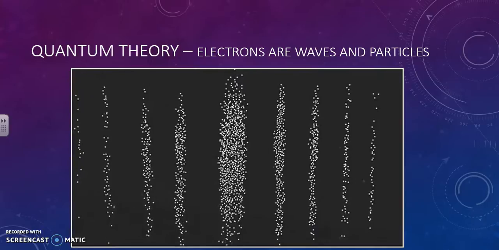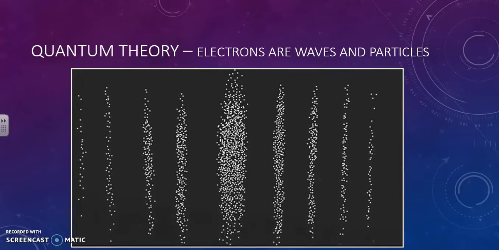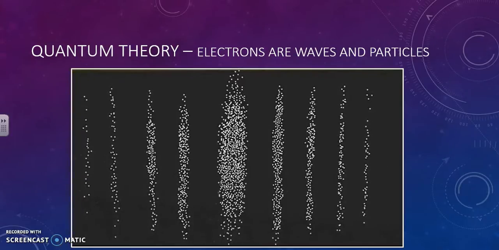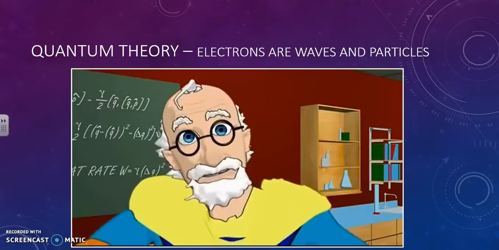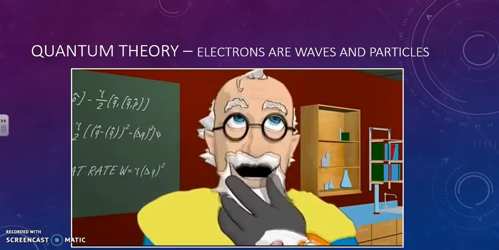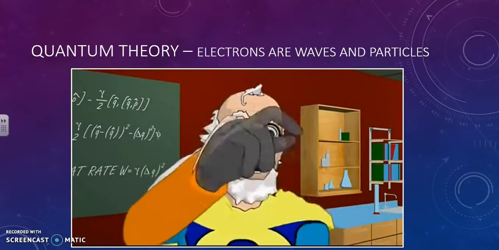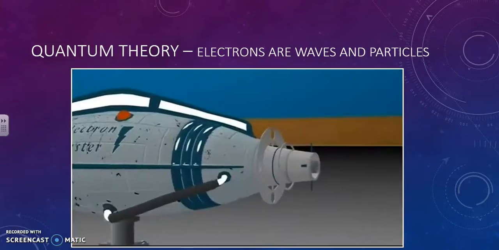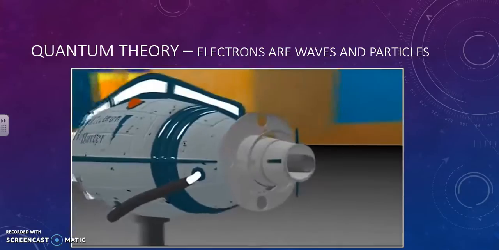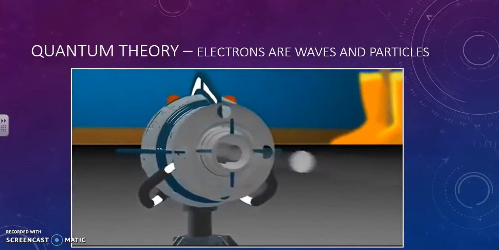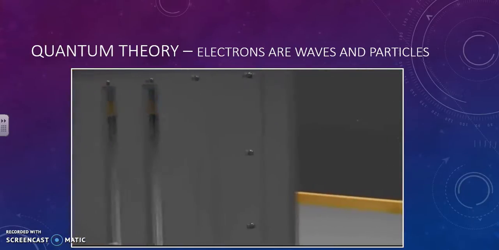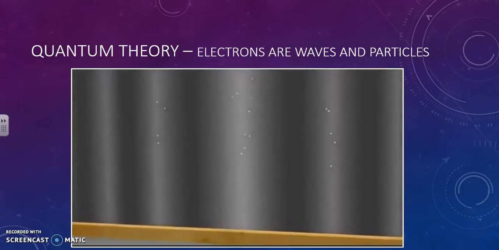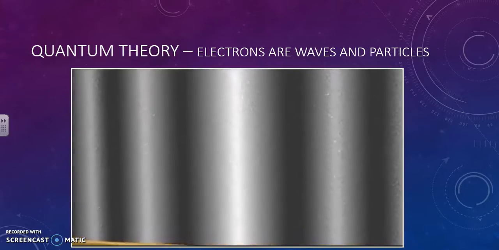How? How could pieces of matter create an interference pattern like a wave? It doesn't make sense. But physicists are clever. They thought, maybe those little balls are bouncing off each other and creating that pattern. So, they decide to shoot electrons through one at a time. There is no way they can interfere with each other. But after an hour of this, the same interference pattern is seen to emerge.